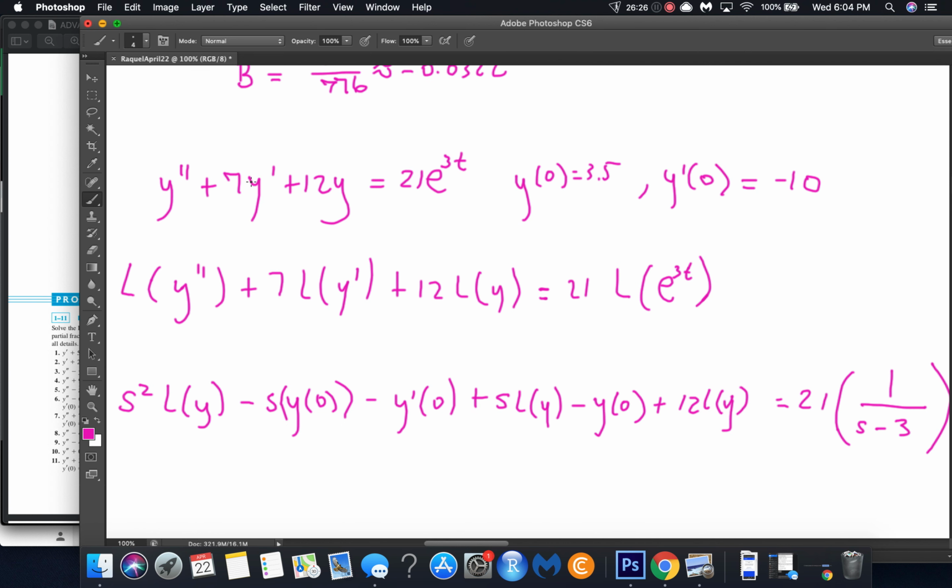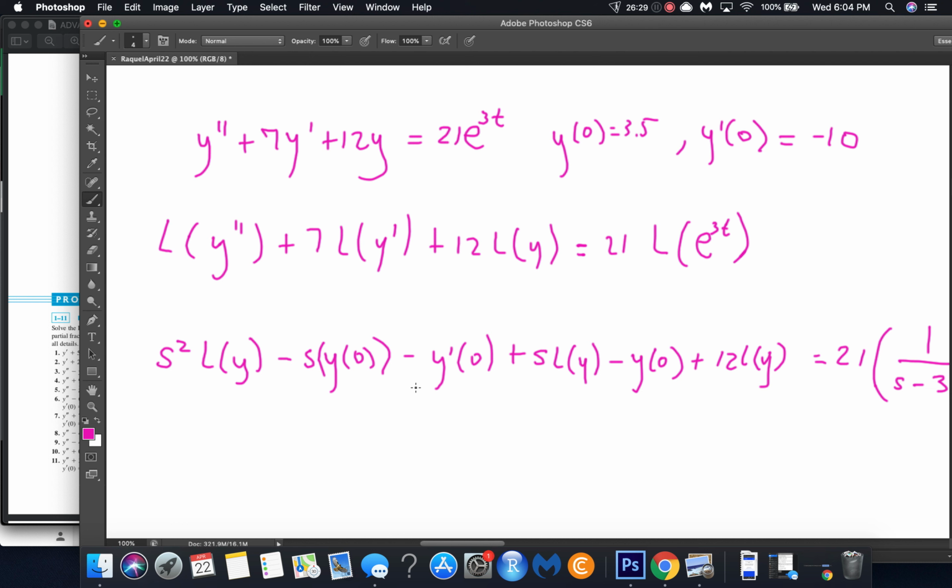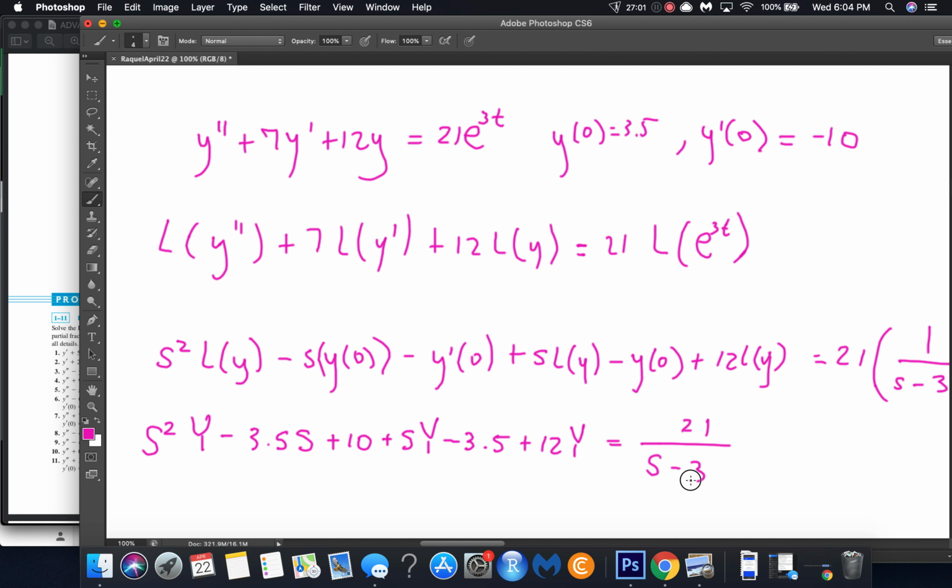Cool. So now we plug in these numbers. Just change this L of y for capital Y. So it's just going to be s squared capital Y minus y of 0, which is 3.5s, minus y prime of 0, which is negative 10. So I'm going to put plus 10 plus s of capital Y minus y0, which is 3.5, plus 12Y equals 21 over s minus 3.